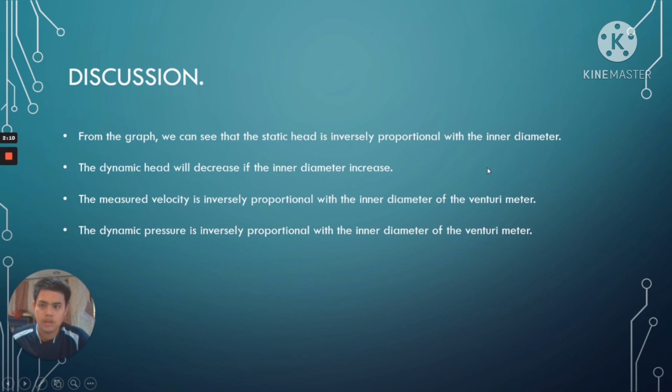So for the discussion, from the graph, we can see that the static head is inversely proportional to the inner diameter. The dynamic head will decrease if the inner diameter increases. The measured velocity is inversely proportional to the inner diameter of the venturimeter. The dynamic pressure is inversely proportional to the inner diameter of the venturimeter. So for the measured velocity, we can see that it is according to the continuity formula, where the smaller the area, the higher the velocity.